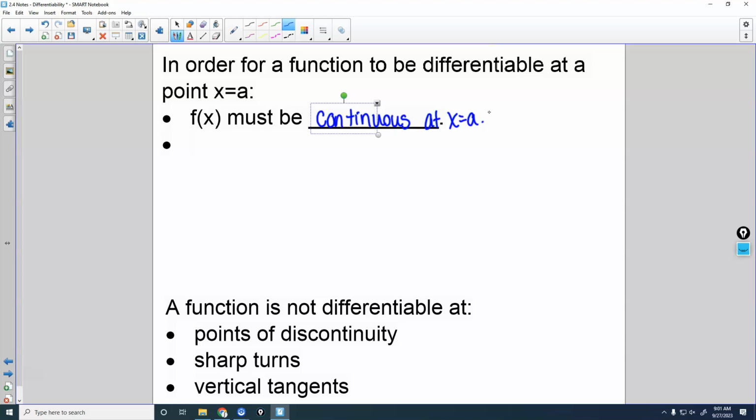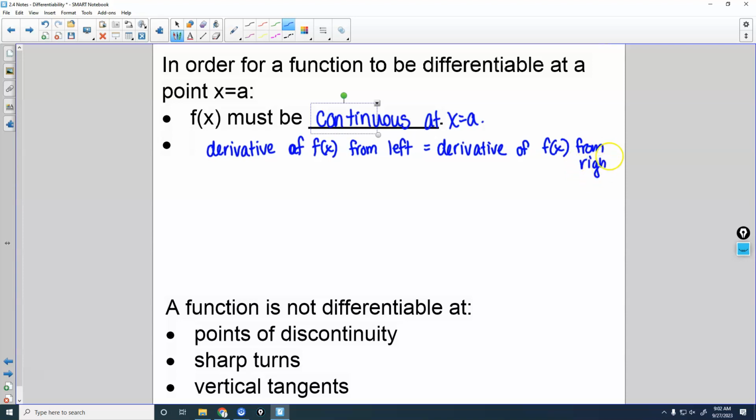The other thing that we have to have happen is the derivative from the left has to equal the derivative from the right. But we don't really have notation to say derivative from the left equals derivative from the right. I'm going to write it out in words here. So derivative of f of x from the left equals derivative of f of x from the right.